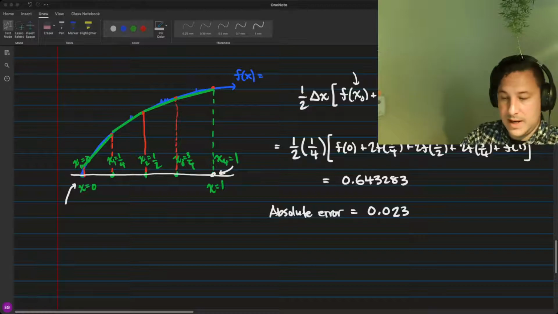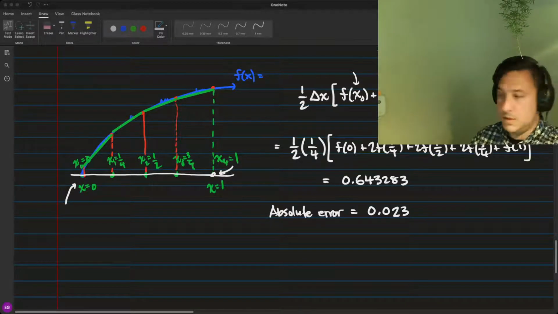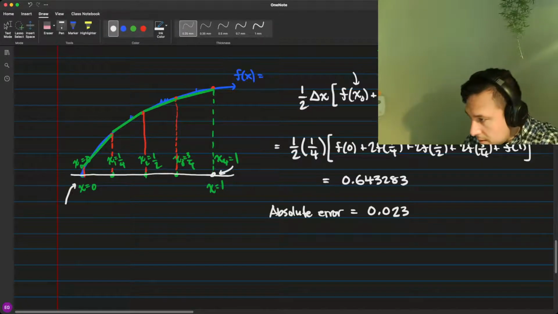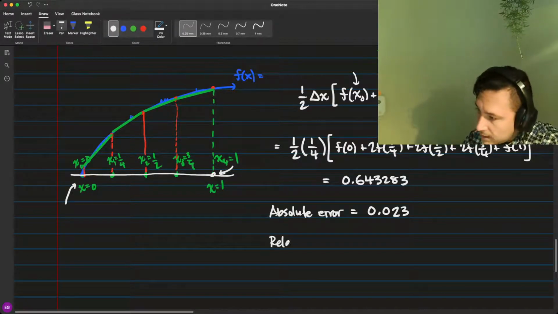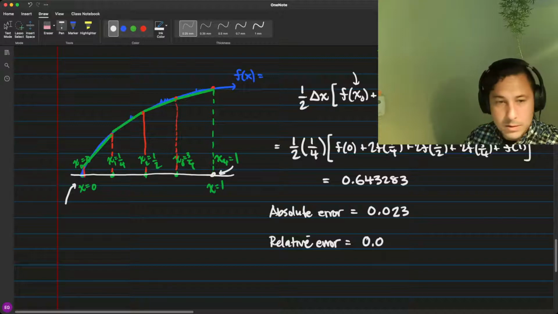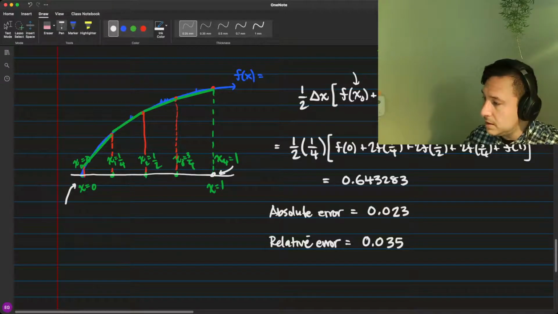Okay, then what's the relative error? Well, now you need to divide that by 2/3, which I did in Mathematica. So the relative error is 0.035, which is 3.5%.